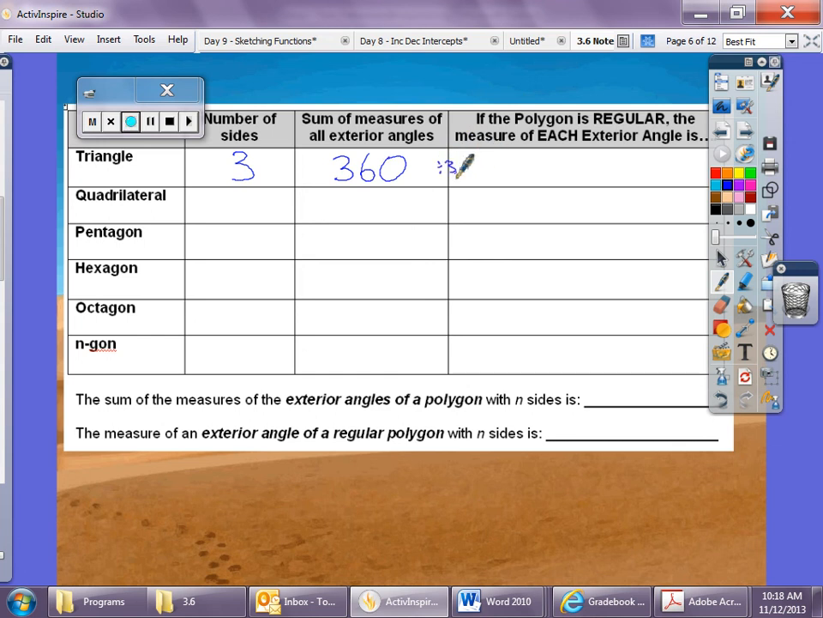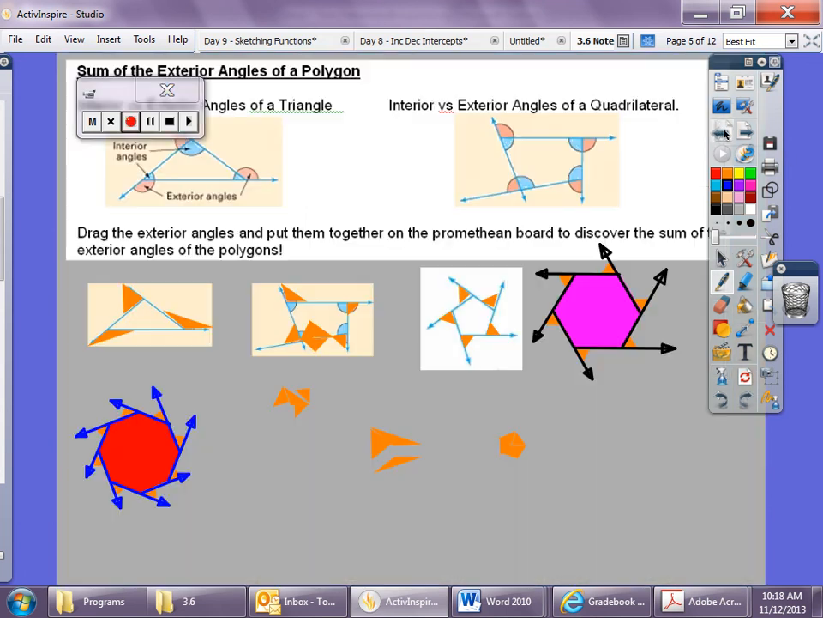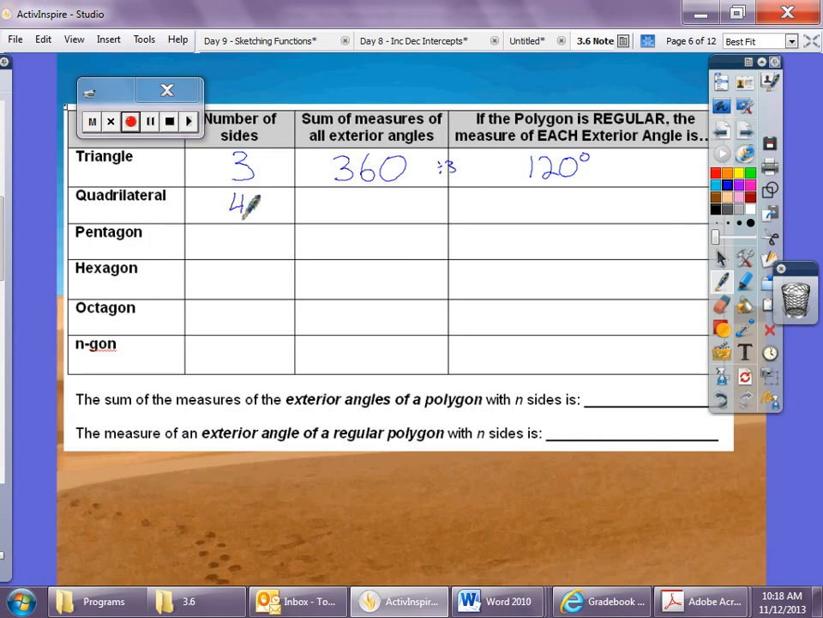we divide. For a triangle with 3 sides, 360 divided by 3 gives us 120 degrees. Once again, if this triangle is regular, we know each of these is 60 degrees, so the outside has to be 120, 120, 120. And for a quadrilateral, it has 4 sides. The sum of the measures of the exterior angles is 360 degrees. We divide that by 4, and we get 90.